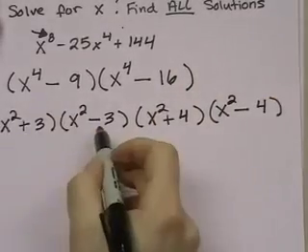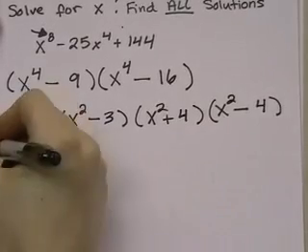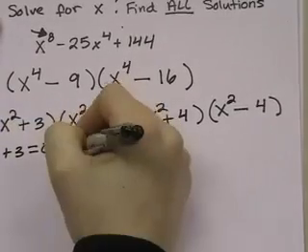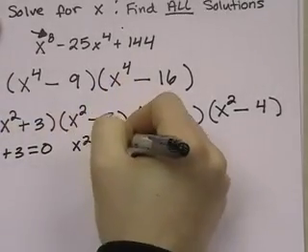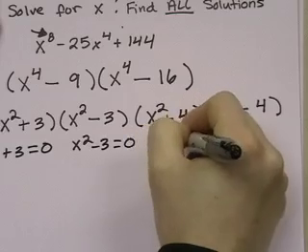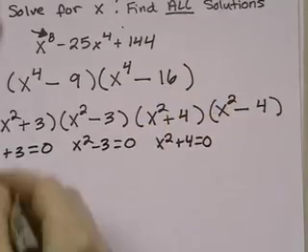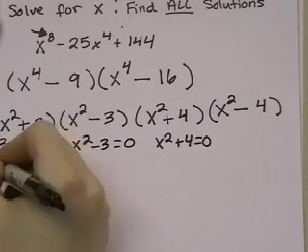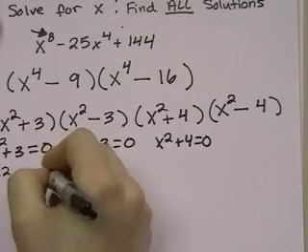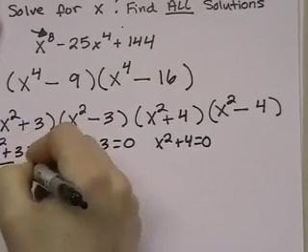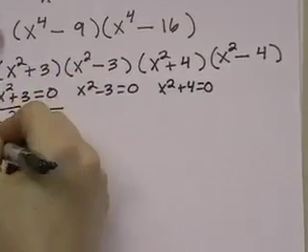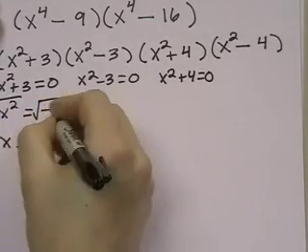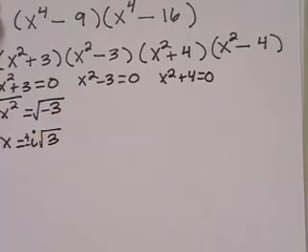I cannot factor this one, so I'm going to have to set these equal to 0 and solve each for x. So I'm going to move the 3 over and have x squared equals negative 3. I'm going to take the square root of both sides, and x is going to equal plus or minus i radical 3.